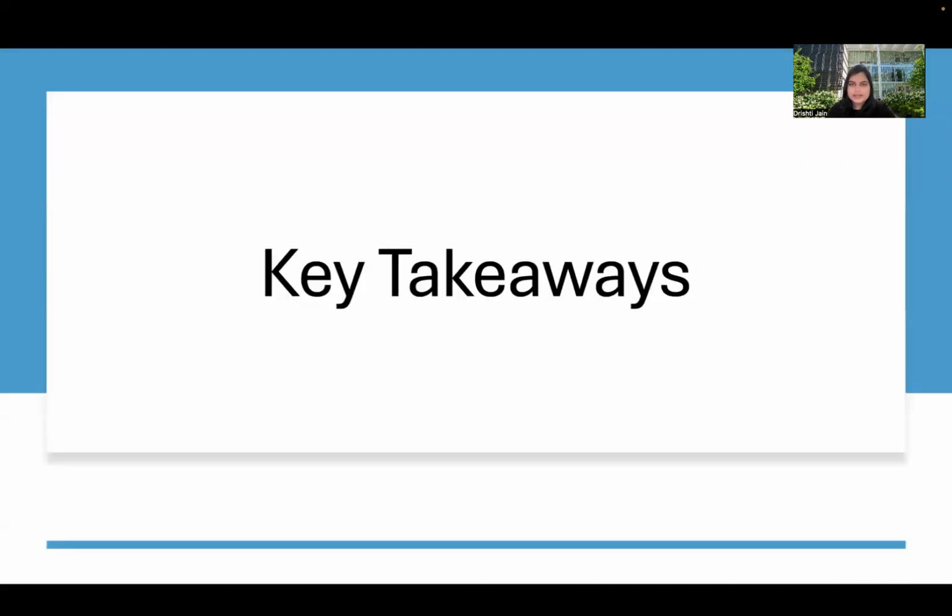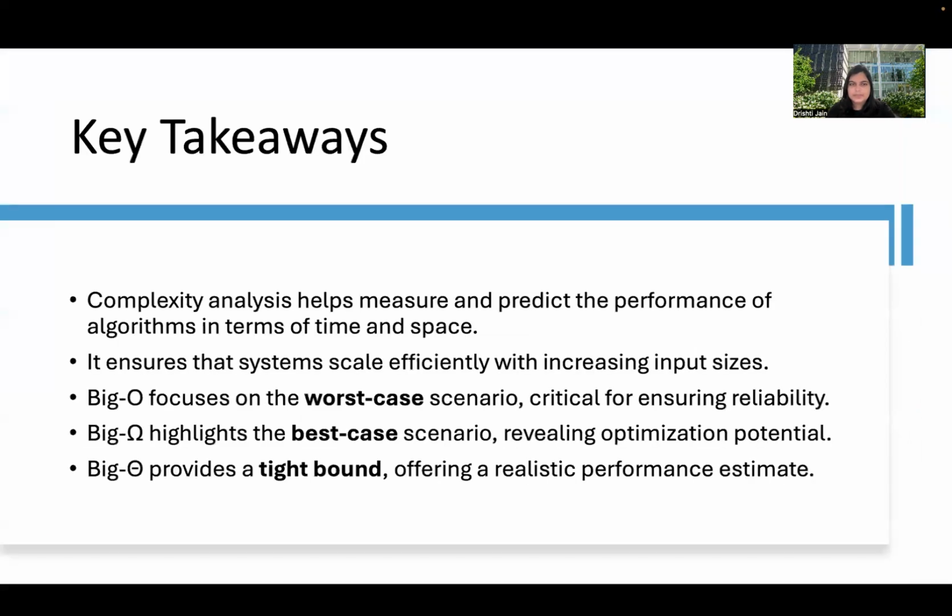Now let's look at the key takeaways of complexity analysis. Firstly, complexity analysis helps in measuring and predicting the performance of algorithms in terms of time and space. It ensures that systems scale efficiently with increasing input sizes. Big O focuses on the worst case scenario, which is critical for ensuring reliability. The big omega highlights the best case scenario. It reveals the optimization potential. Big theta provides a tight bound, which offers a realistic performance estimate.